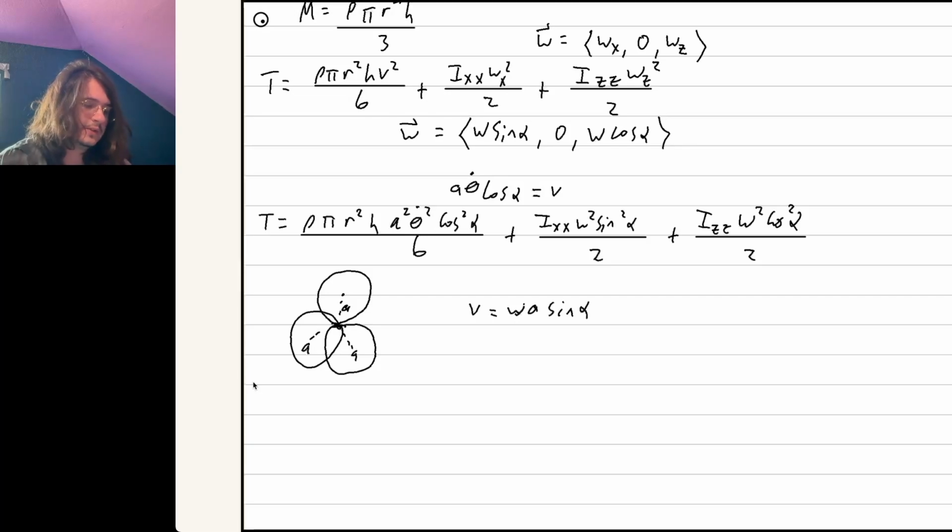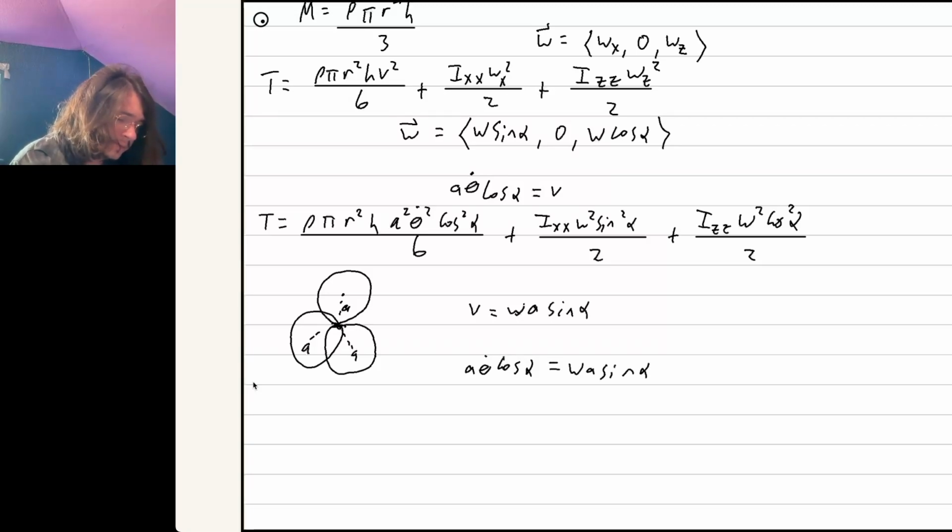And because we can represent it in those two different ways, we can set them equal to each other. So A theta dot cos alpha is equal to omega A sine alpha. And then now we know what omega is. Canceling out the A's, omega is theta dot times cos alpha over sine alpha.